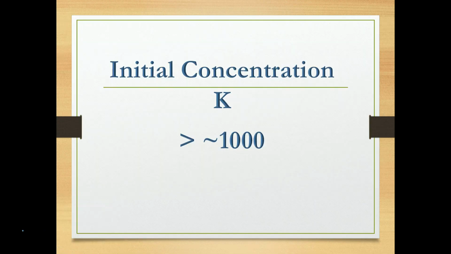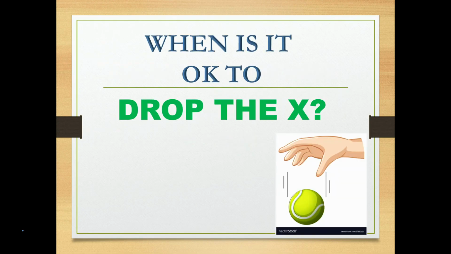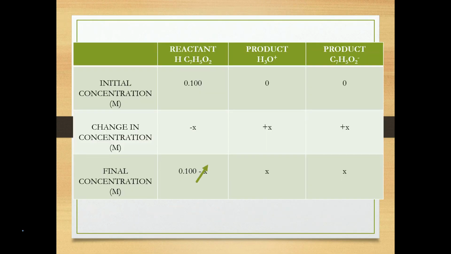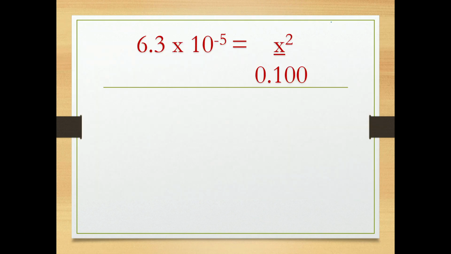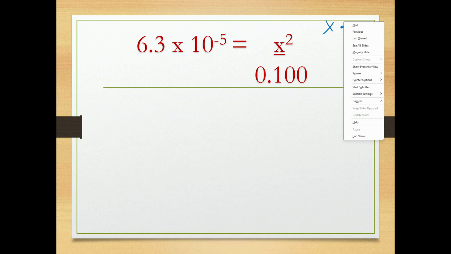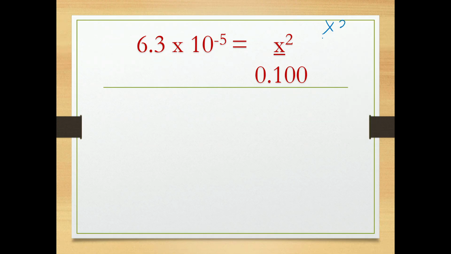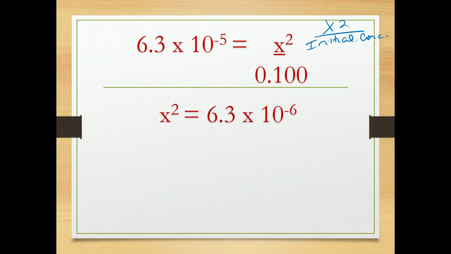It will simply be, oops, where did I flip? It will always be x squared over the initial concentration. That's actually going to make our K values in the next chapter a whole lot easier to deal with. So move the 0.1 to the other side, multiply both sides by 0.1, and x squared becomes equal to 6.3 times 10 to the minus 6, and x becomes 2.5 times 10 to the minus 3.